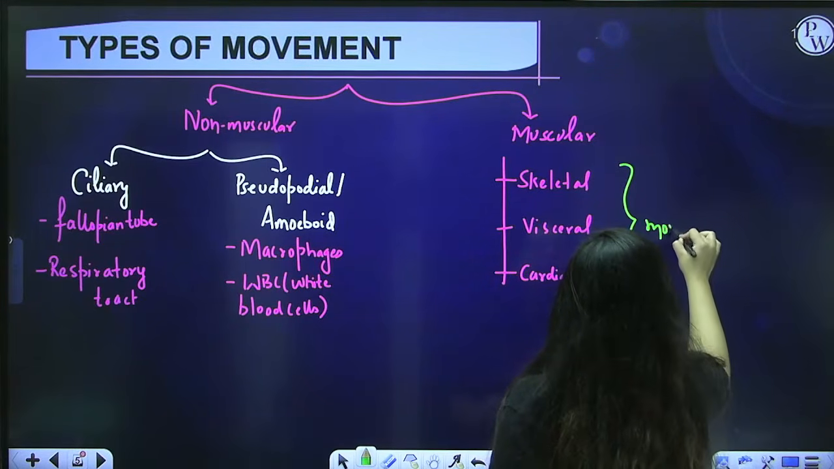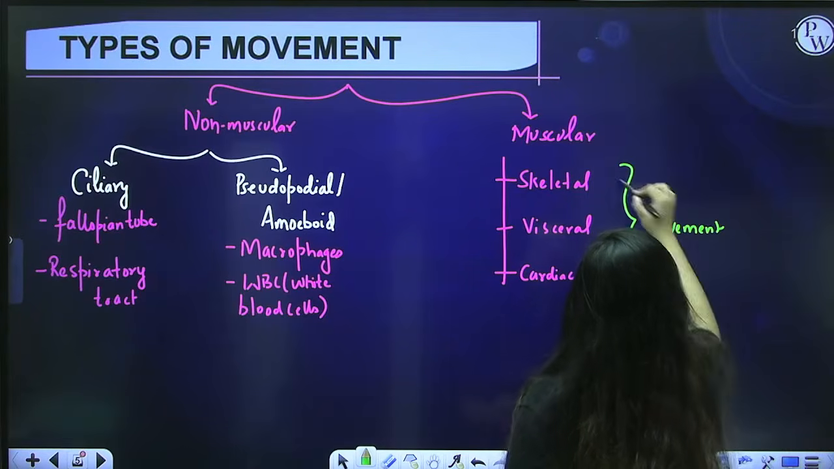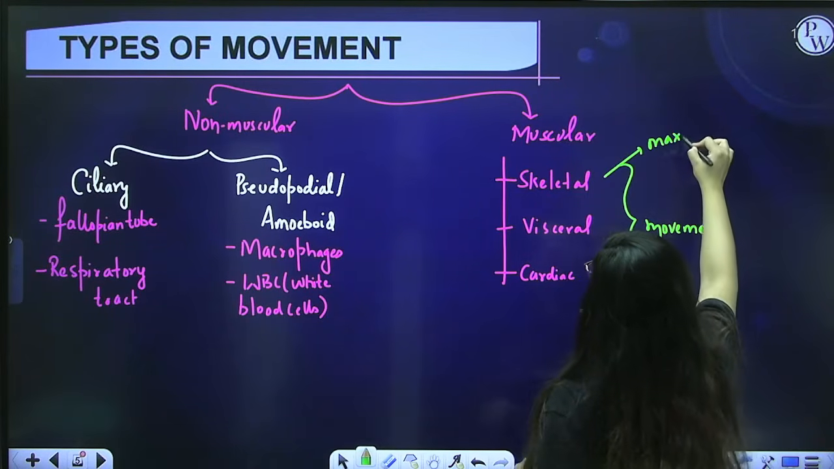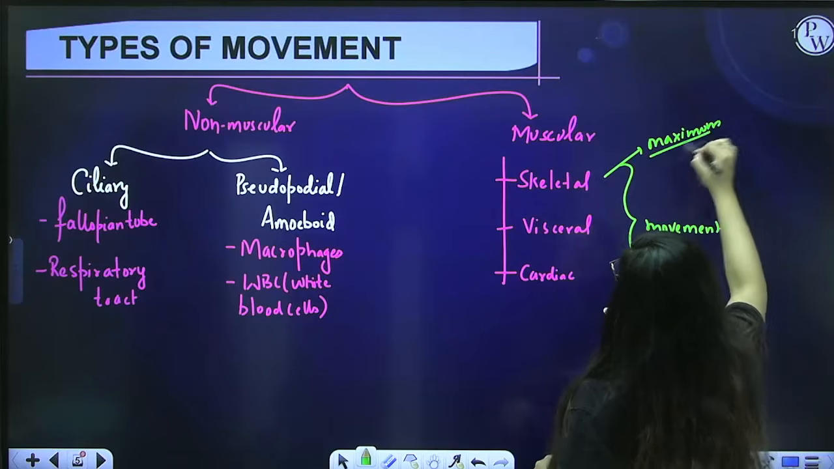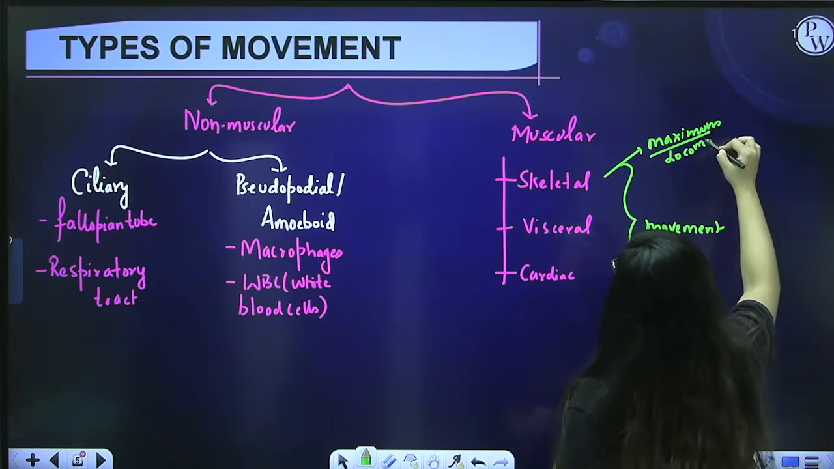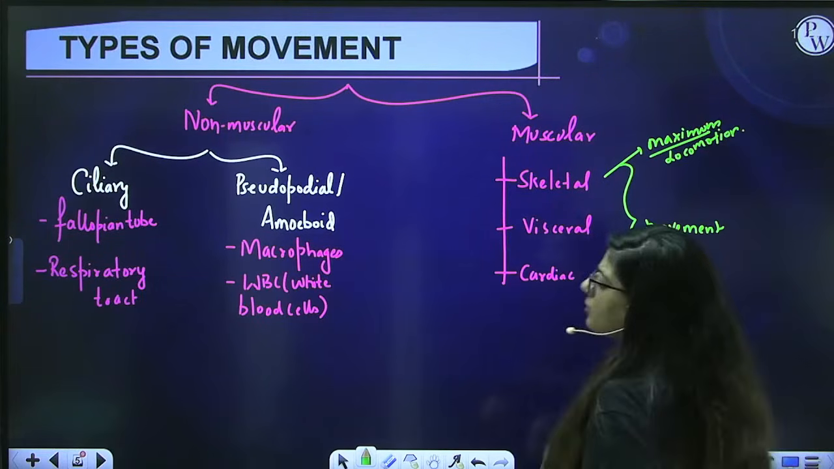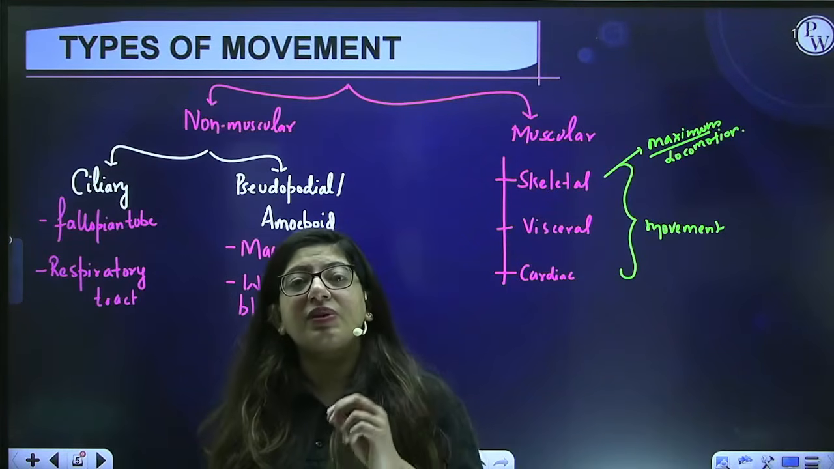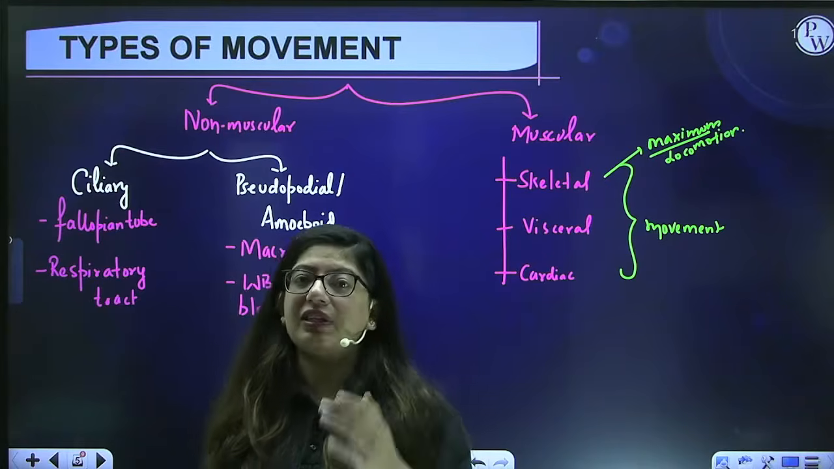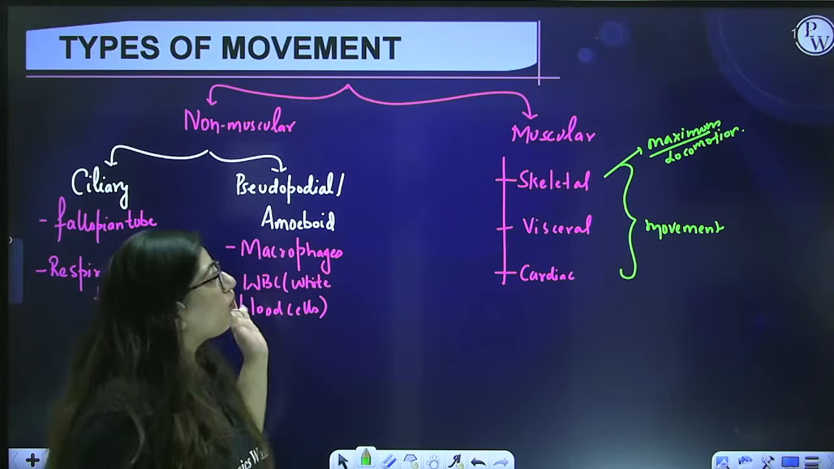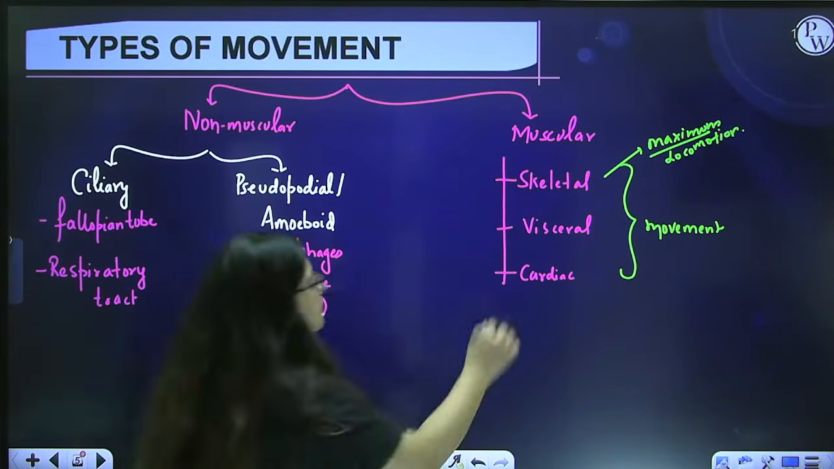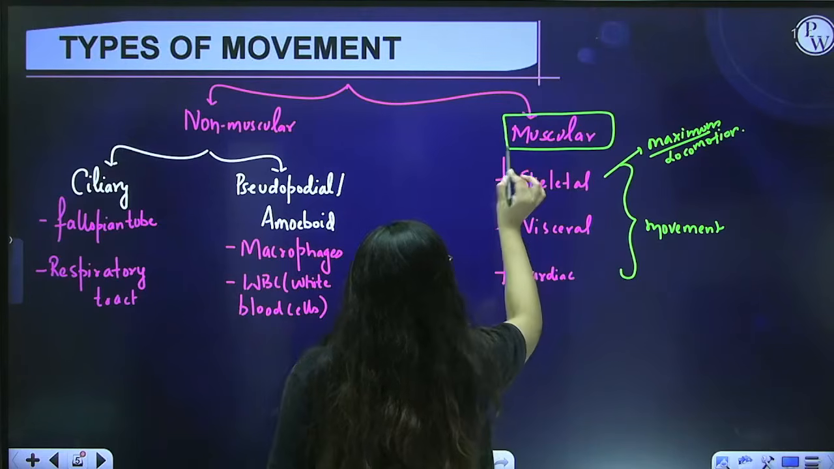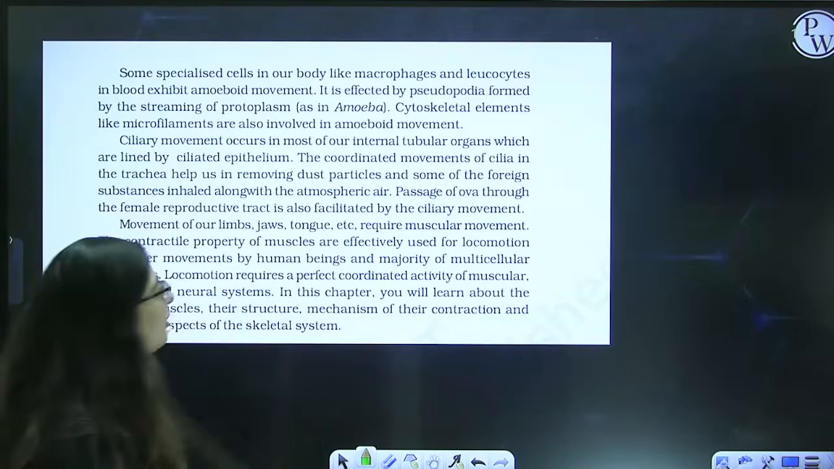All are responsible for movement, but maximum movement is done by the skeletal muscle, and this is also responsible for locomotion. If I ask which muscle is responsible for locomotion, you will say skeletal. Which muscle is responsible for movement? You will say all three. Okay, that's about what types of movements there are. This is the movement that we need to discuss in more detail, but before that, let's read this paragraph also.